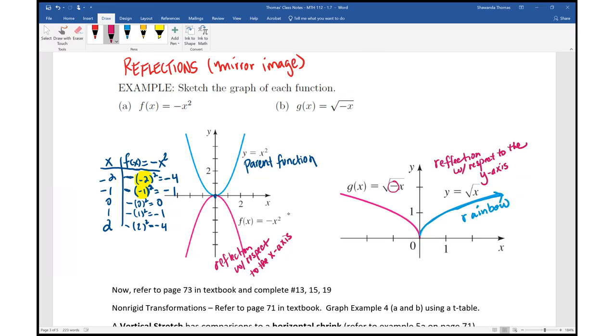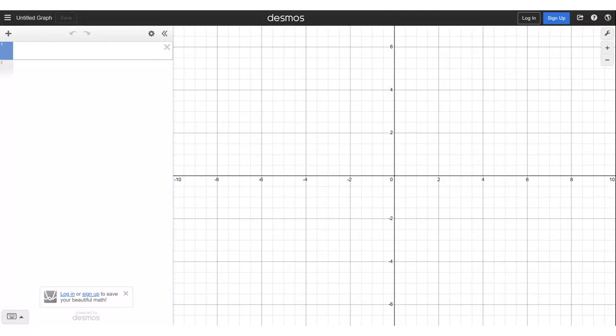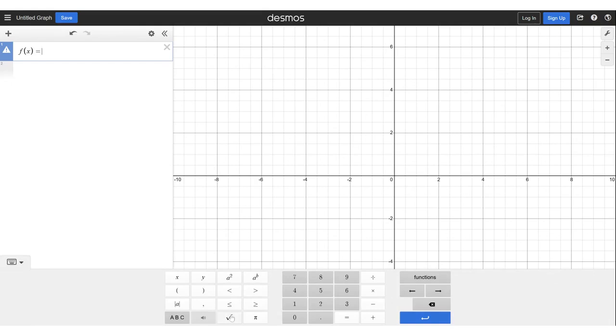So I would suggest you use Desmos to play around with it. See what would happen if you plug in a negative on the outside, for example. So let's go to Desmos really quickly. Let's just do the original parent function. F of x, and you really don't have to put f of x in here. I'm doing it just to start it off. It will work without it. But notice, okay, so that's what we're familiar with.